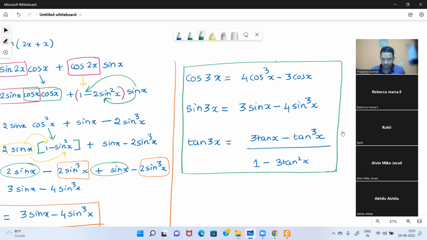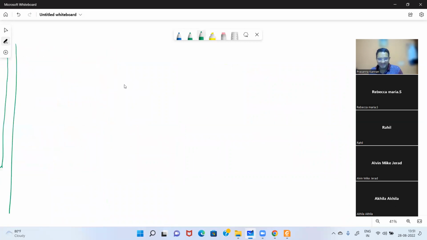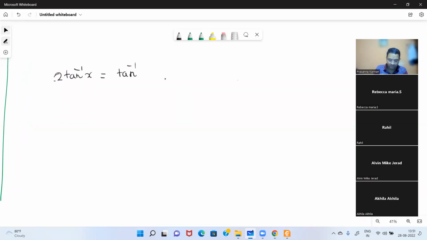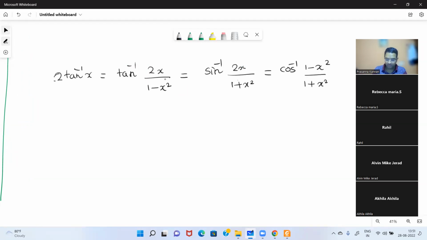Done, sir. Done now? Okay. Now with this background, we will go into proving one of the inverse trigonometric identities, which I told you should remember. 2 tan inverse x can be written as tan inverse of 2x by 1 minus x square, or sine inverse of 2x by 1 plus x square, or it can also be written as cos inverse of 1 minus x square divided by 1 plus x square.